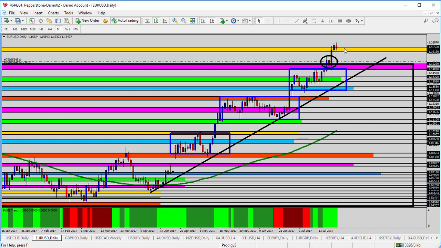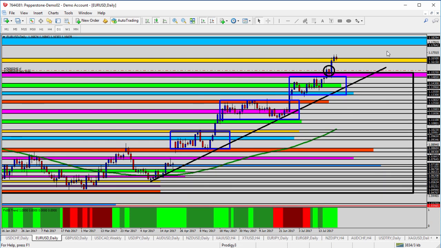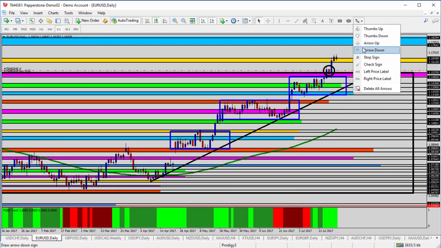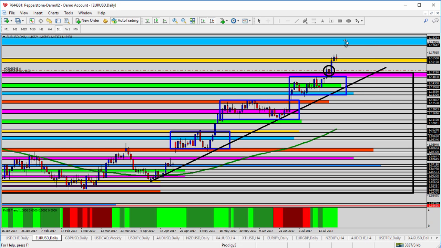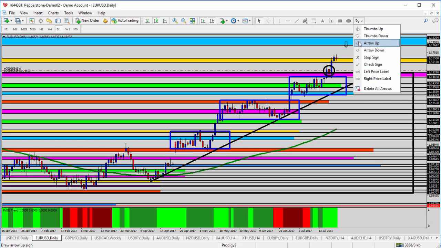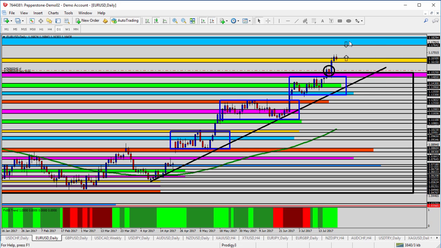Next thing we're looking for now is the break of the yellow zone. We need an open and close above the yellow zone, 1.1650, to give us confidence that it's going to go to the next resistance, which is actually into the mid to upper 1.1700s, all the way up here at the blue shaded area. So a break of the yellow zone, we look for it to go to the blue zone.